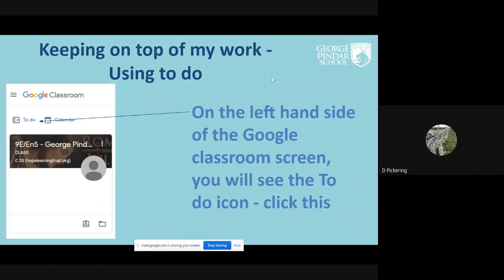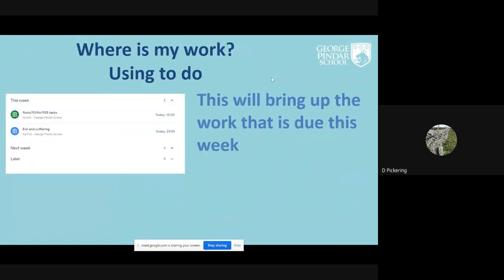Now, I'd also like to share with you this handy little tool that they have in Google Classroom that might help you keep on top of the work that you've got to do. So when you're in Google Classroom, on the left-hand side at the top, there is a to-do button. If you click that, this appears, which is a list of work that's due. And what it does is it prioritizes it. So the work that's due first is at the top of the list and then going down. And you can also see what's on next week and the week after.